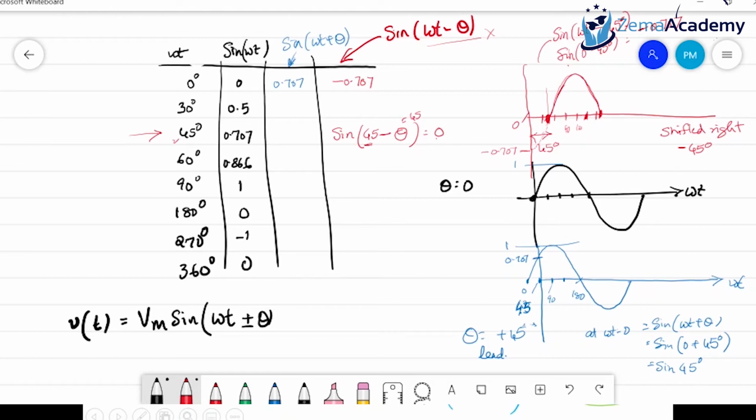Is that clear? Yeah. So that slide will be there in the recording, so you can go back and look at it.